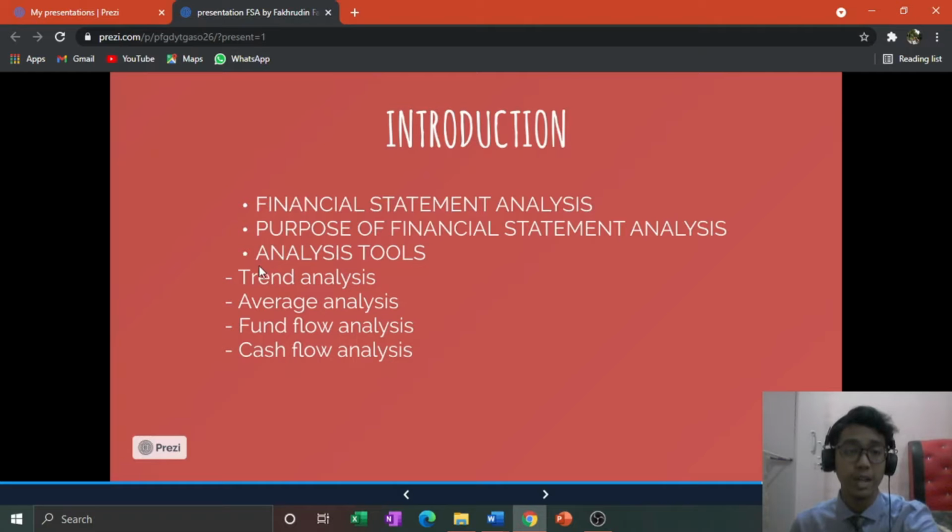Next one, we will go to the analysis tools. First, we have trend analysis. Under this analysis, the averages of various products for various periods are determined and compared. The analysis of the ratios over time provides insight into whether the market is trending upward or downward. This analysis is also called the pyramid method.